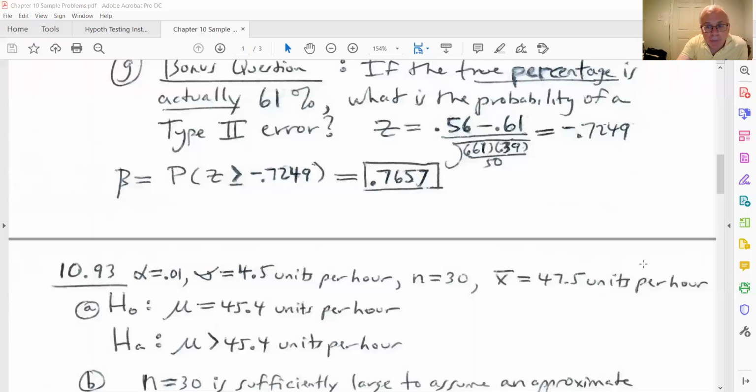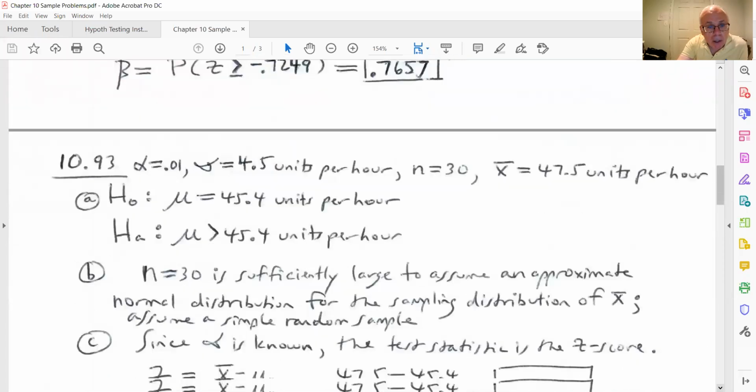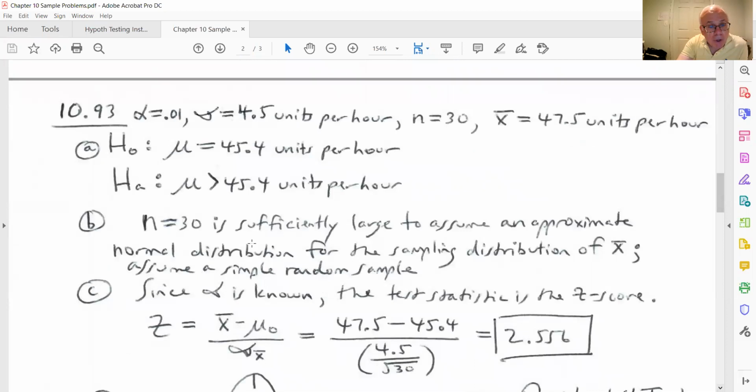All right, I think you guys are just about done, right? Okay, let me pull up the solution page. The null and alternative hypotheses are these two statements here. Mu is equal to 45.4 for the null and greater than 45.4 for the alternative. N is 30, of course, which makes it large enough to assume a normal distribution. Part C, since we know sigma, we're going to use a z statistic in this case.